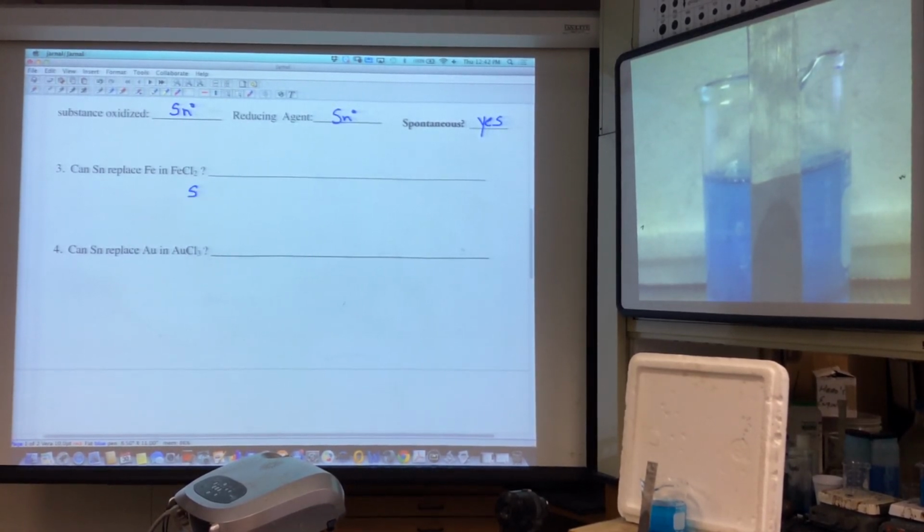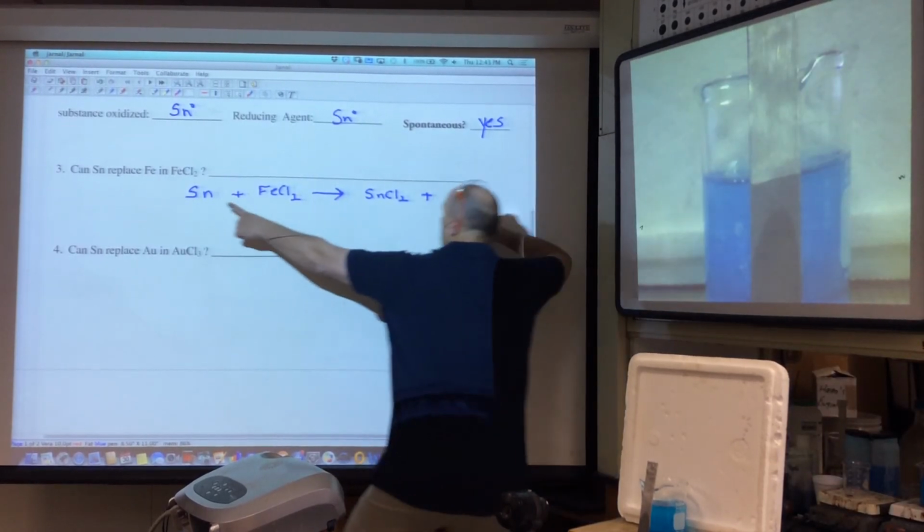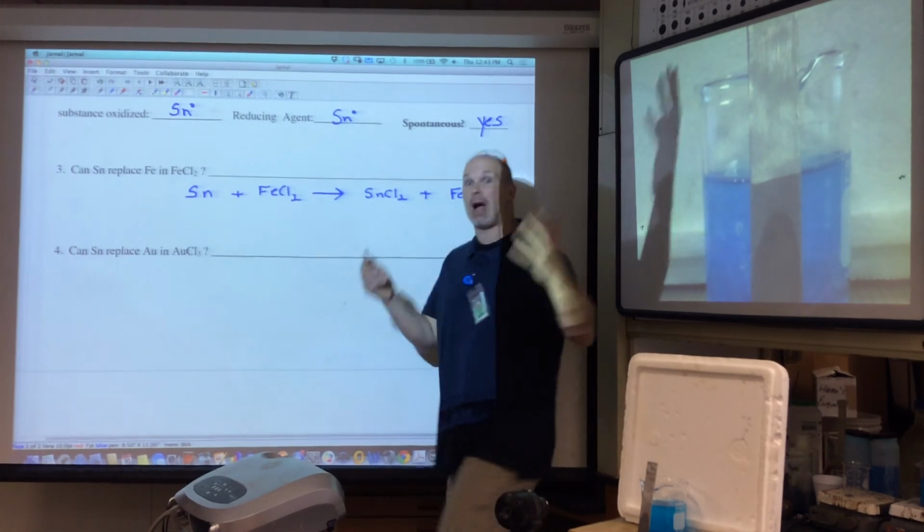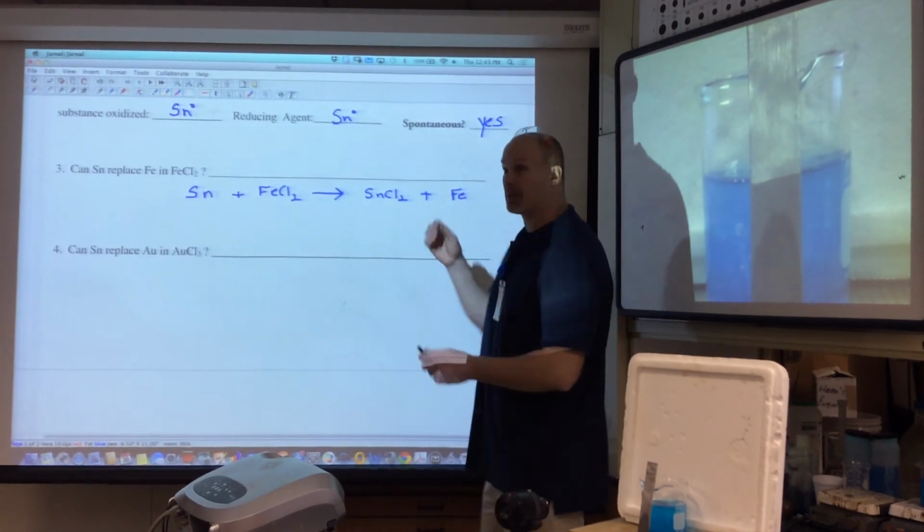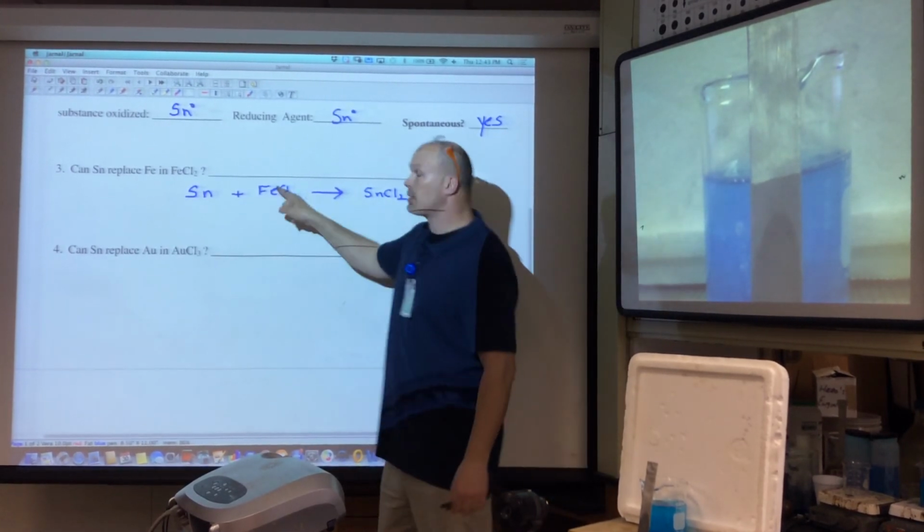Sn, replace the iron in iron chloride? What am I really asking? Who's going to oxidize? Who are you going to make? Tin is going to replace the iron to make tin chloride. Plus what's going to be free? Iron. Is this a redox reaction? What do you see? Standalones. You guys are understanding this. Great stuff. Now my question to you is, does this work?